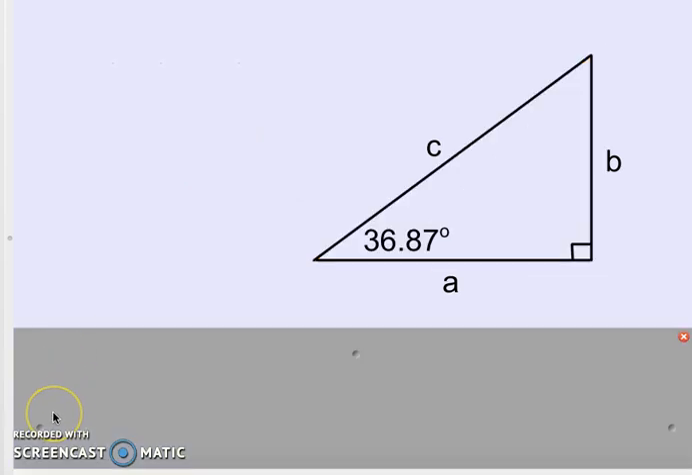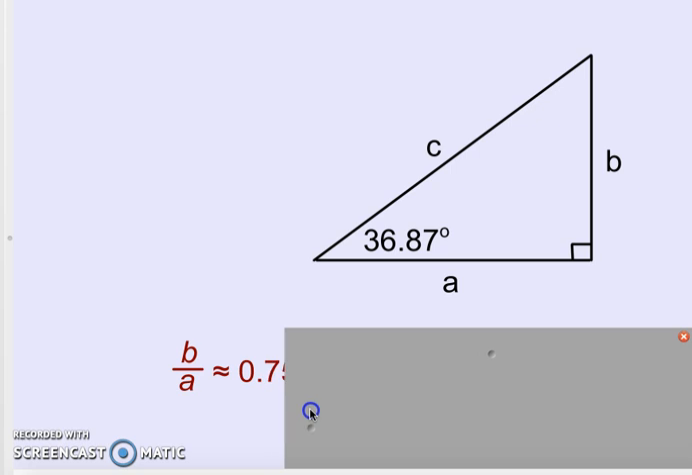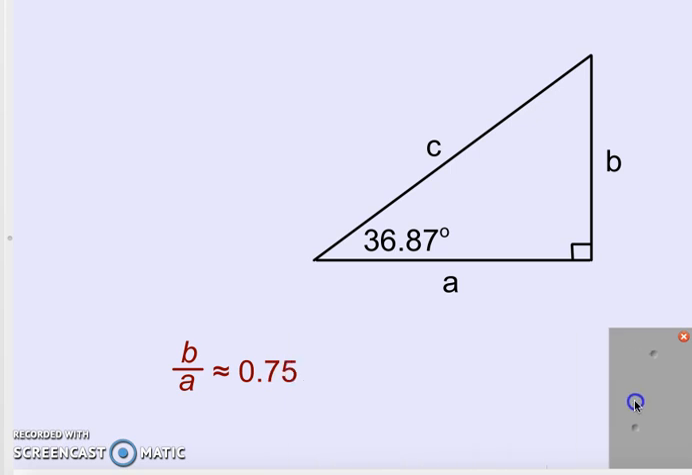All right, it's another situation. I don't know if these diagrams that I drew are drawn to scale. Probably not. I labeled this angle as 36.87 degrees. Okay. In this case, I know that the ratio of B to A for this triangle, even though I don't know what they are, is about 0.75. Okay. And I know that because of this angle here. I don't actually just know that offhand, I calculated it.